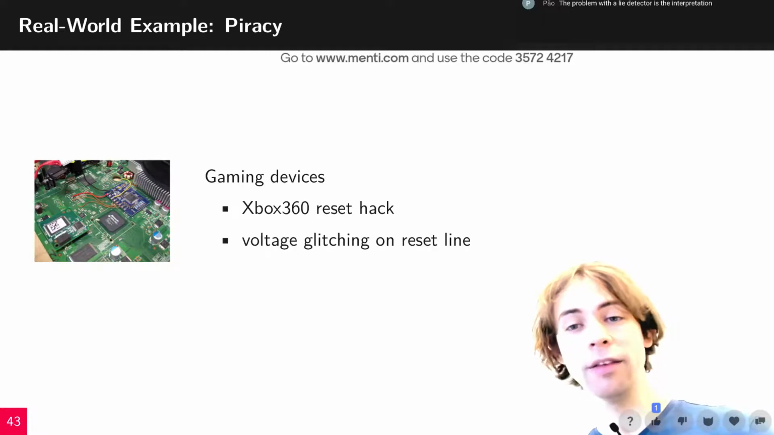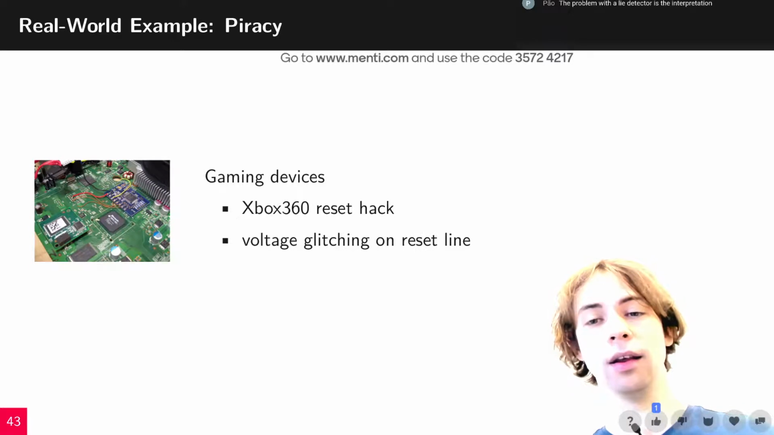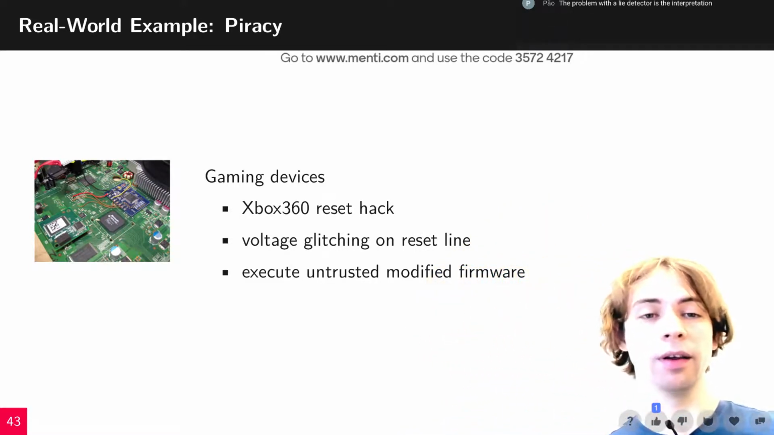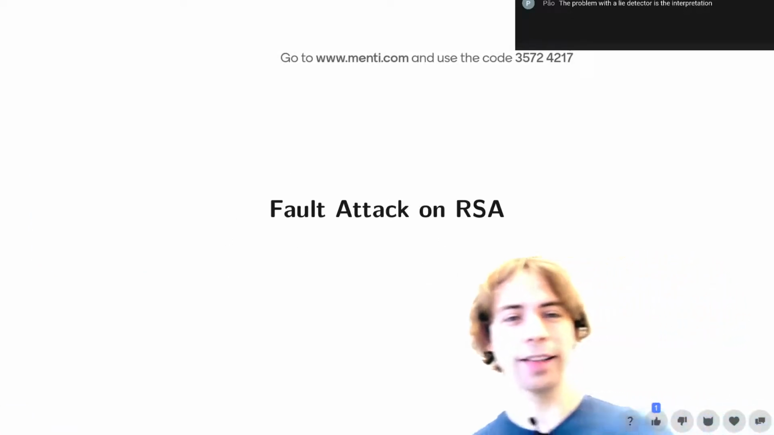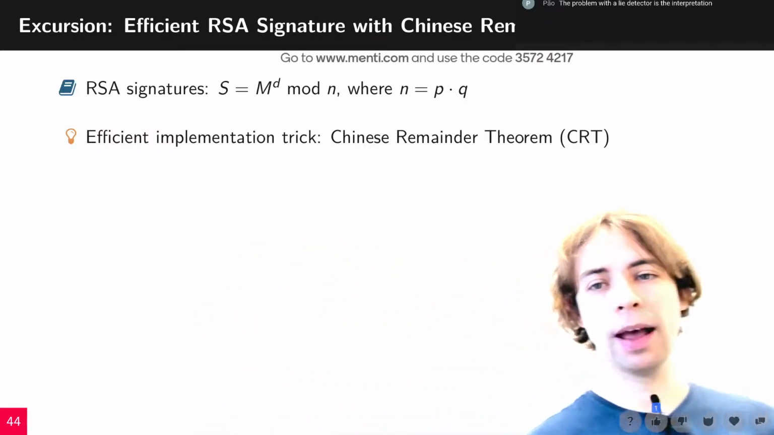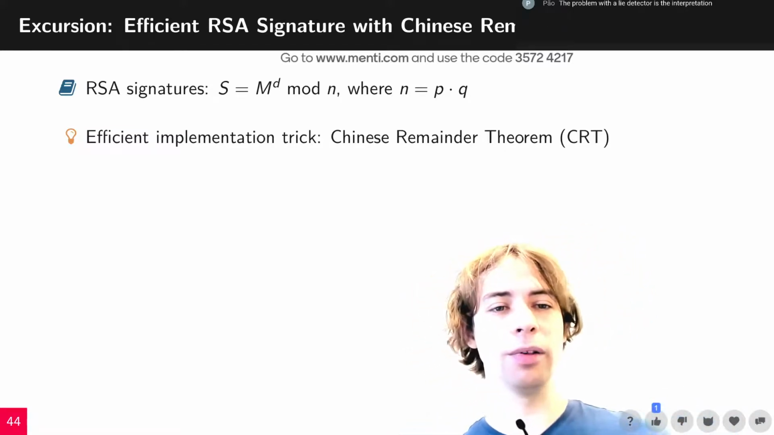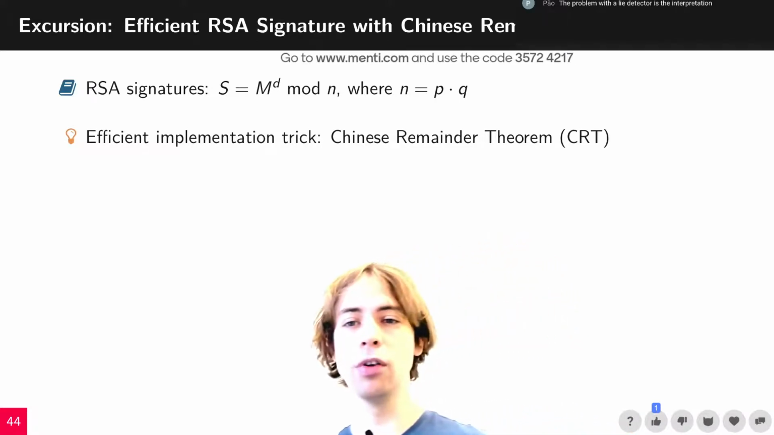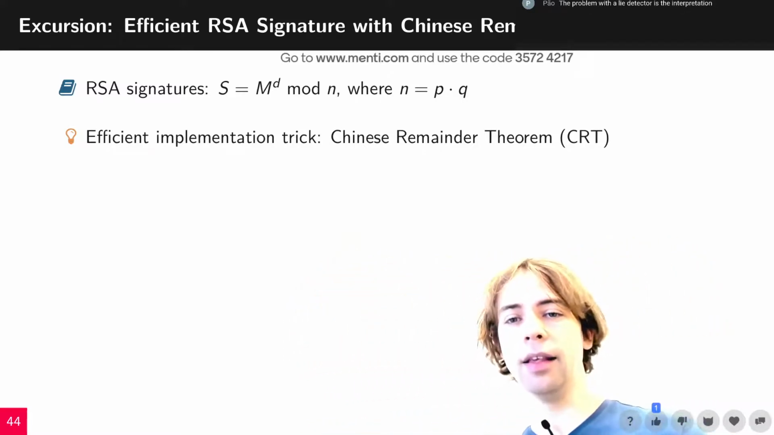But also in gaming devices, there was the Xbox 360 reset hack. We had voltage glitching there on the reset line, and then you could execute untrusted modified firmware. What we will look at is a fault attack on RSA. So RSA, we mentioned that earlier already. We had this exponentiation, and you can implement that very efficiently also if you use the Chinese remainder theorem. So you want to compute a signature this time, and n is a number.